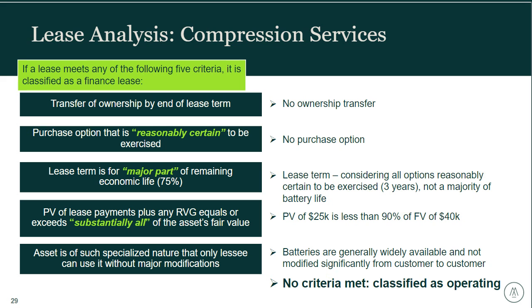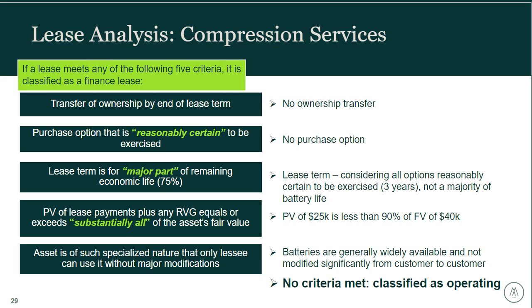And then the next one is another quantitative comparison: if the present value is less than or more than 90% of the fair value. So our fair value was 40,000, and our present value is 25. And then there's a new criterion at the end that says if it's of such a specialized nature that only the lessee can use it, then you would call it a finance lease.